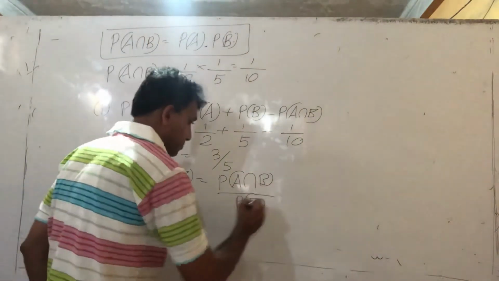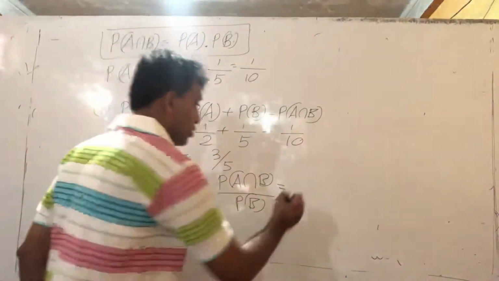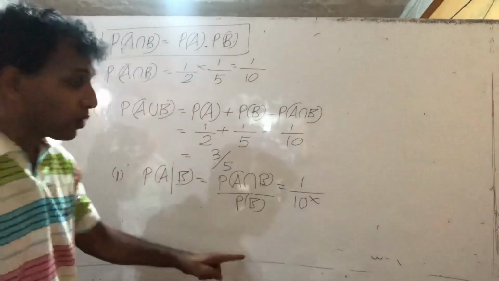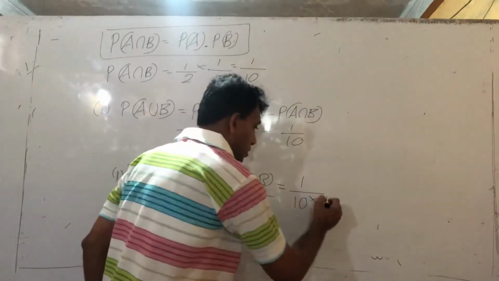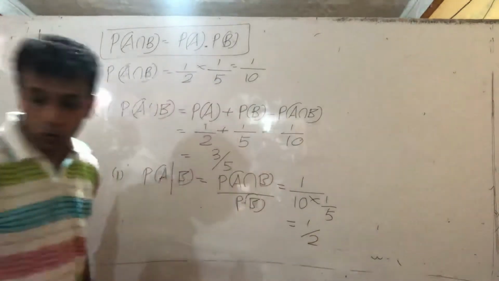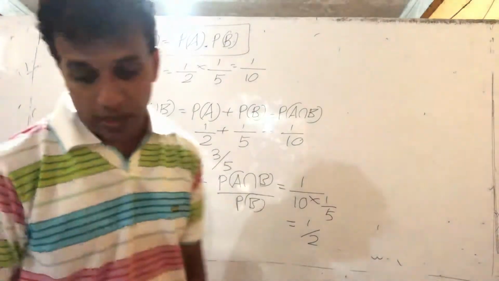So what is the answer? A intersect B is 1 over 10, divided by PB. That's given as 1 over 5, right? 1 over 10 over 1 over 5. The answer is half. Okay, check with you. Second part answer is half.